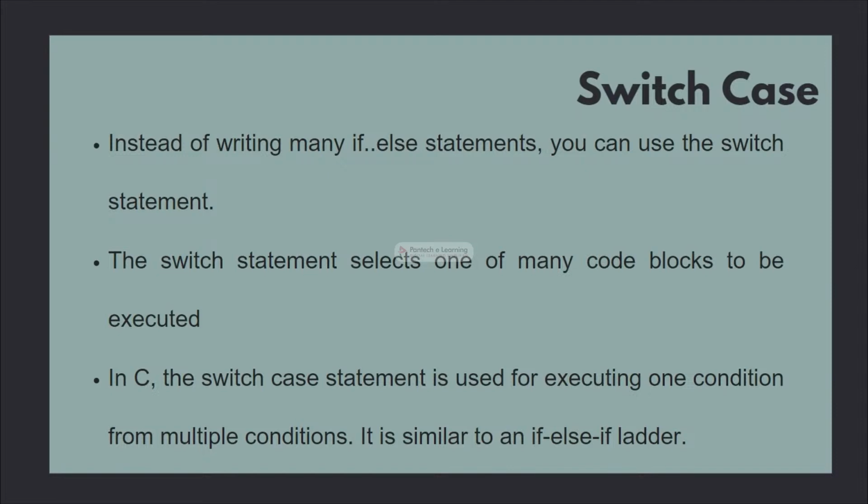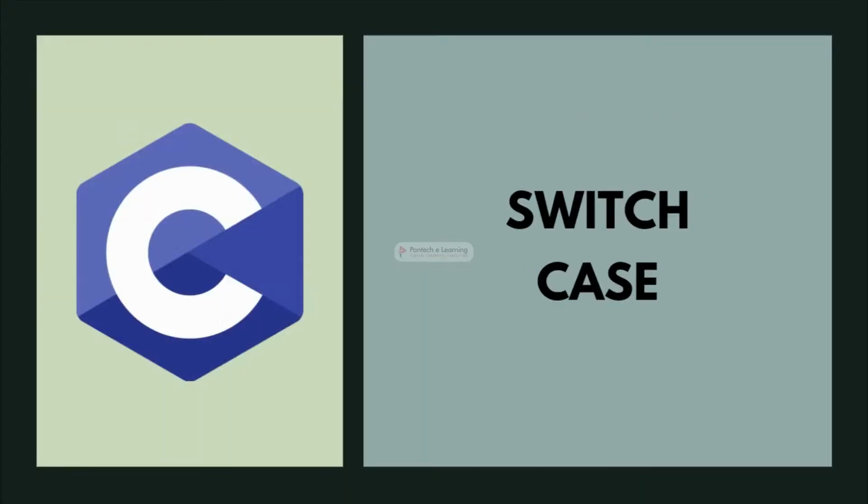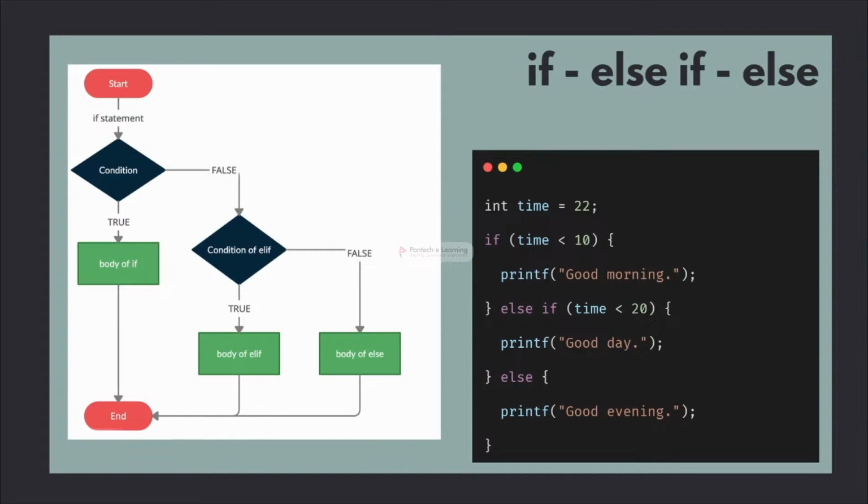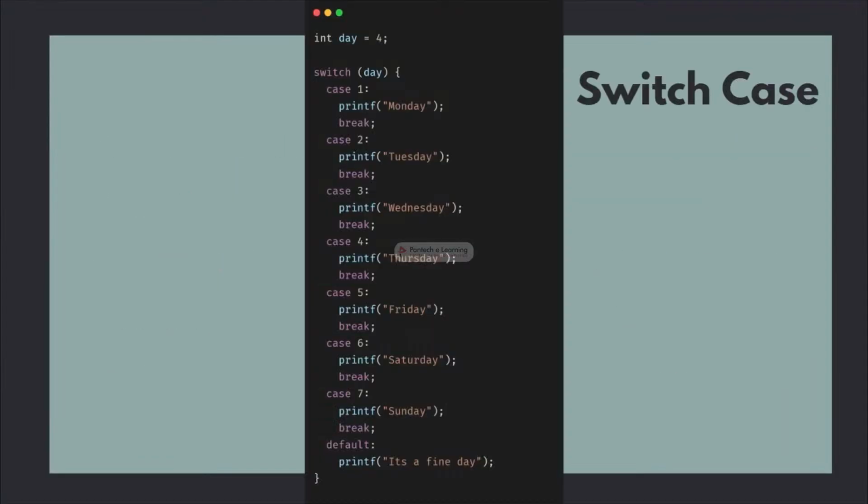The switch statement selects one of many code blocks to be executed. So here you can give many blocks and one will be selected. In C, the switch case statement is used for executing one condition from multiple conditions. It's similar to an if-else ladder. Consider this as a ladder, and compared with if, else if and else, switch case is efficient.